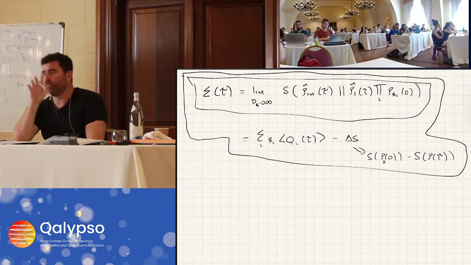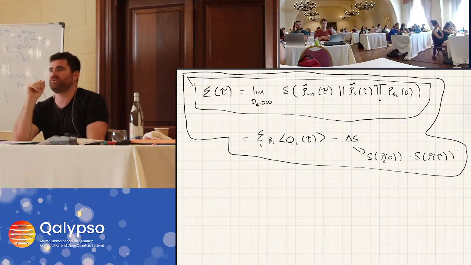What happens if you get a chemical potential? I didn't derive anything with respect to a chemical potential in the bath. So what would you think happens when you get a chemical potential?